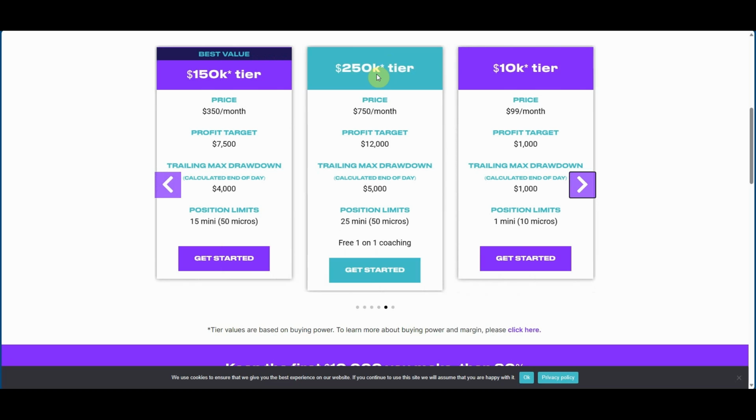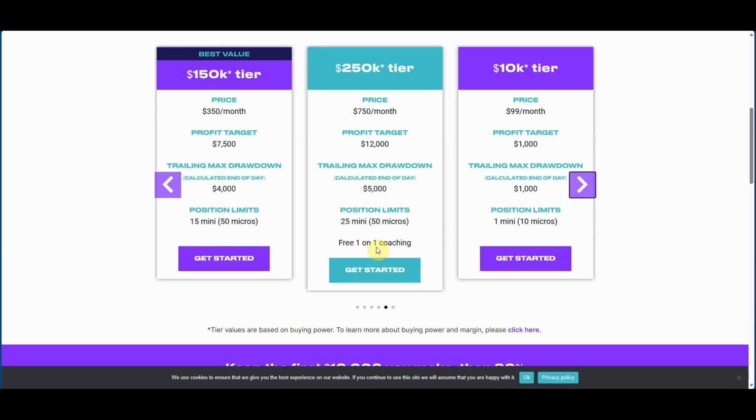And finally, we've got the 250K tier. It's $750 a month, but remember that you can do a reset for $99. So let's say you go for this bigger target. It's $750 for the month, but for $99, you can reset and start again. The profit target is 12K and the trailing max drawdown is 5K. You've also got 25 mini contracts, which is an extra 10 on the 150K tier.